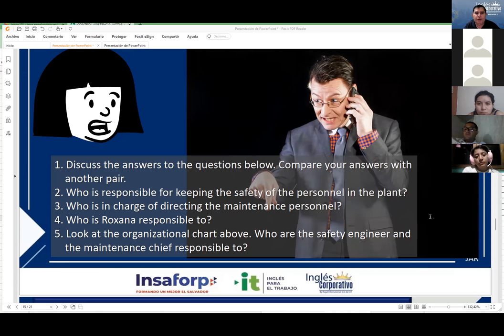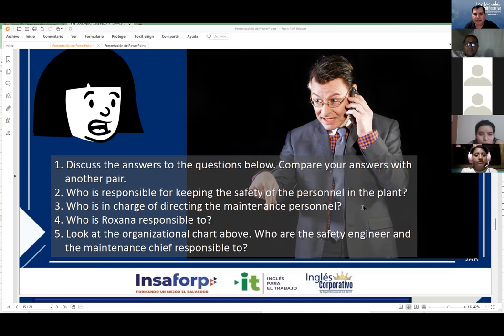Okay, who is responsible for keeping the safety of the personnel in a plant? In the dialogue, Jessica. Excellent. Who is in charge of directing the maintenance personnel? The chief, no? The chief, exactly. Who is Roxana responsible to? The maintenance department. The chief, right? Exactly.